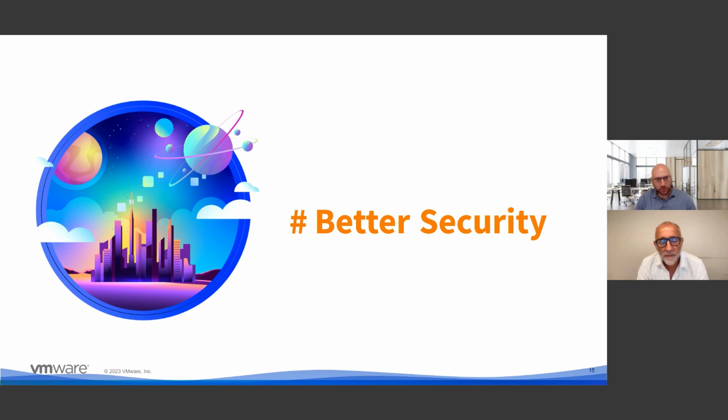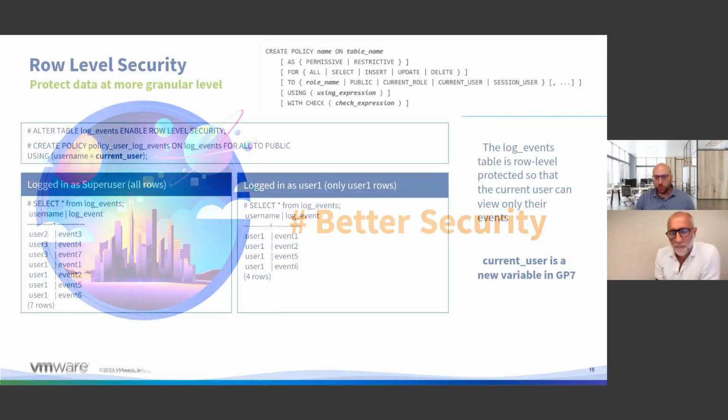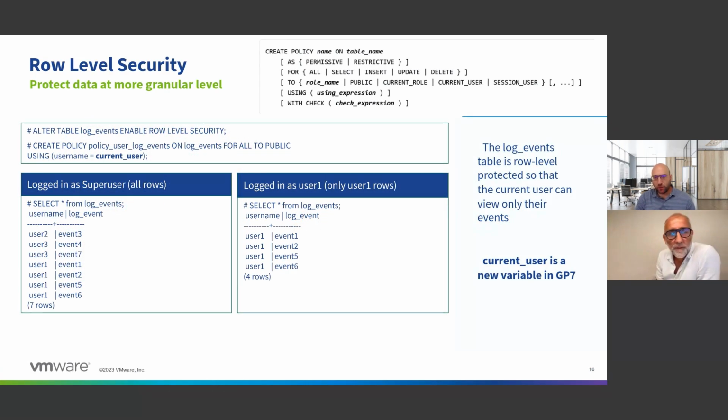On top of that base, let's talk about the security improvements. Now, we've always had a traditional database security footprint. We have roles and groups and permissions, and it's called role-based access control, right? But what's new here is row-level security.